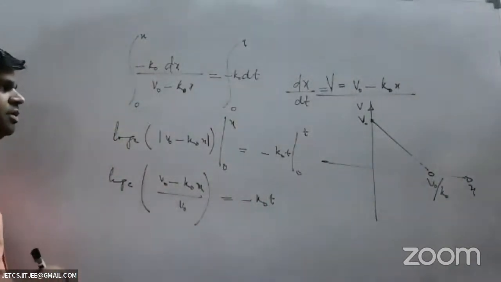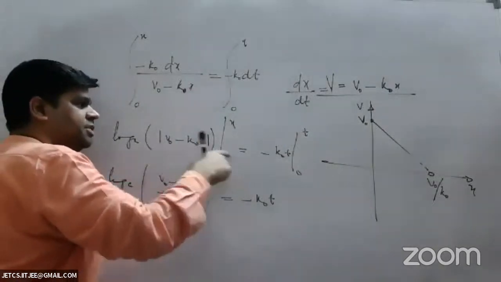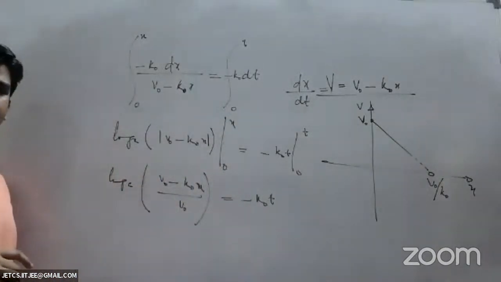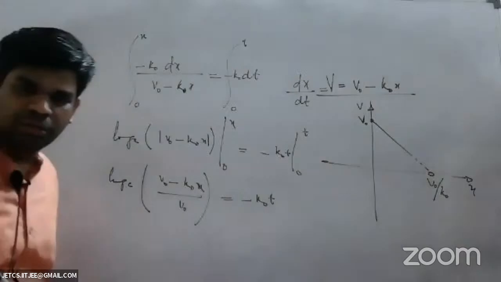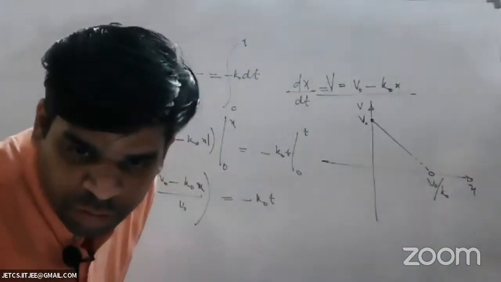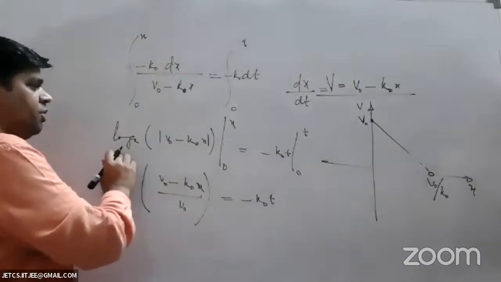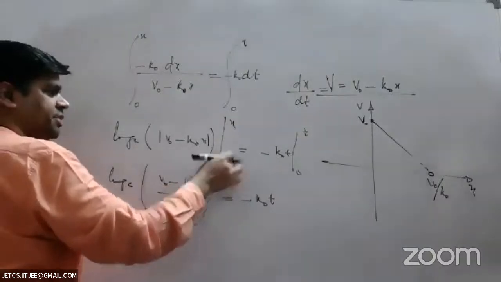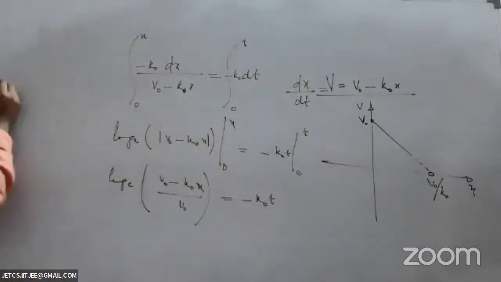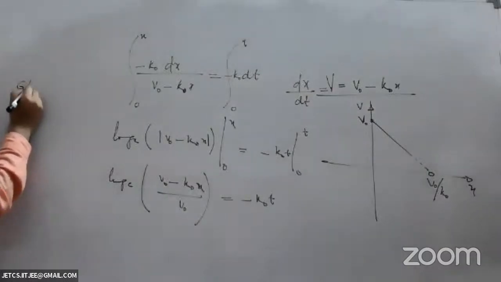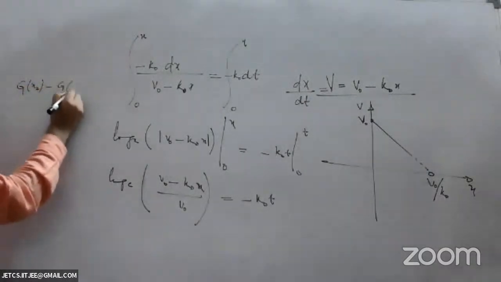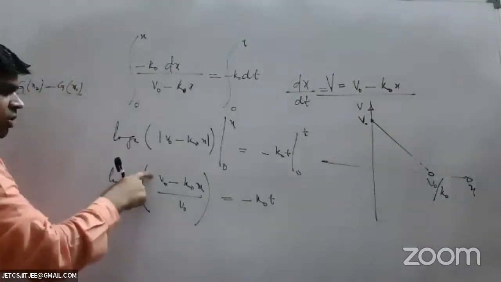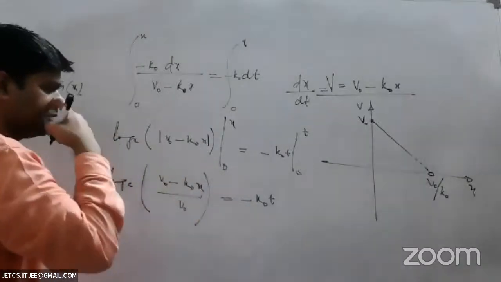And now, how did the by v naught come? We should do f of x1 minus f of x2, right? How did log of a by b come? Log a minus log b should come. See, I've got log of this function, some g of x. I substitute limits x1 and x2. g of x2 minus g of x1 should be the answer. Why? How did I get log of this by this? I should get log of this minus log of something, no?